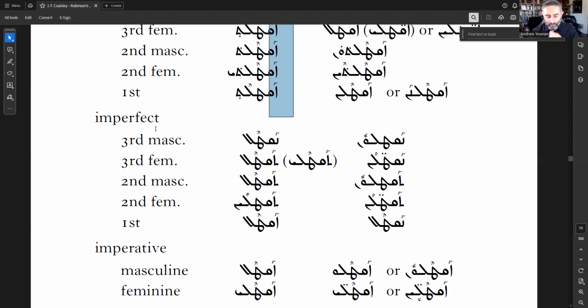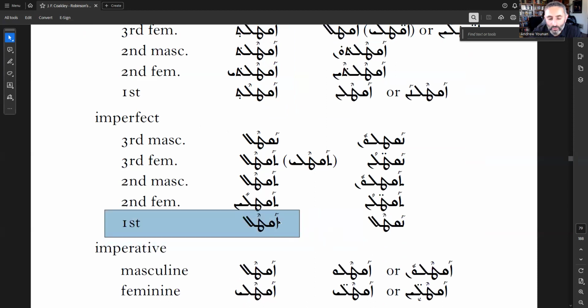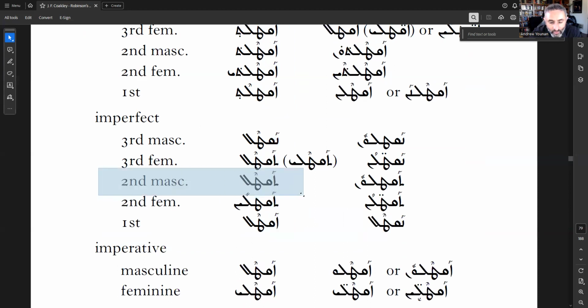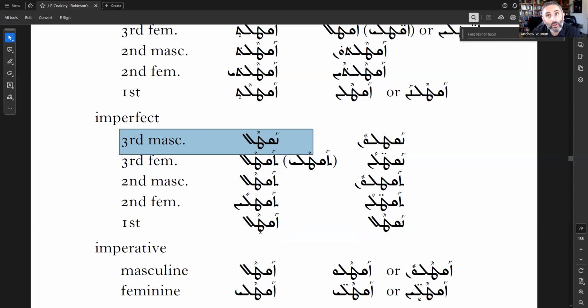Similarly, the imperfect. So this is the future tense or the subjunctive tense of the causative. Aqtil. So instead of iqtol or iqattil, it's aqtil. So again, it's indicated by the letter before the first root letter having this vowel. Aqtil. Taqtil. Naqtil. So aqtil, I will cause to murder.